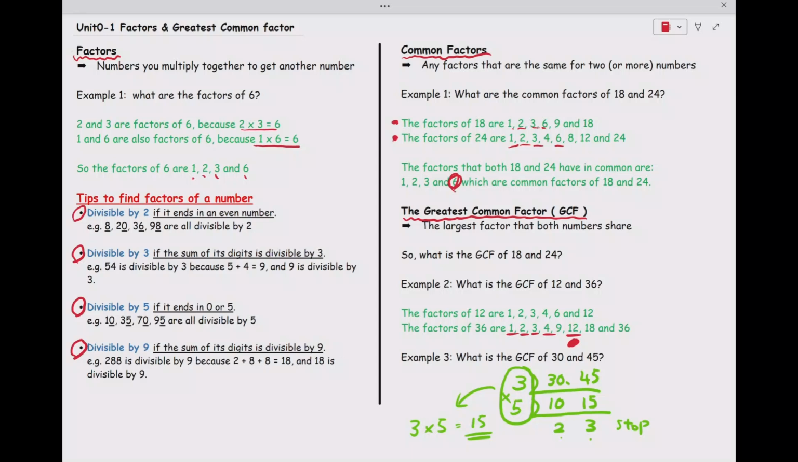How did you do? If you are still unsure, please replay the video and try it again. That's all for today. Thank you so much for watching. In the next video, we will talk about multiples and least common multiple.